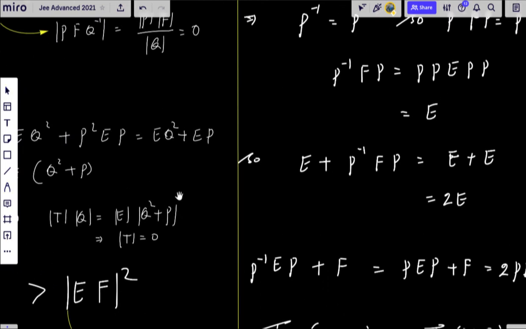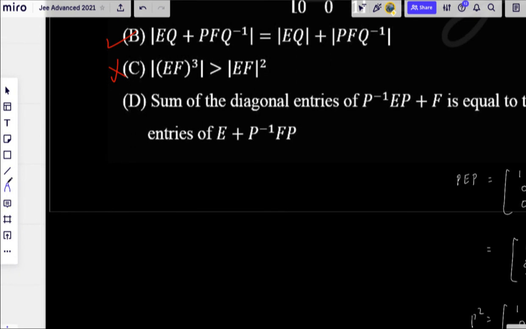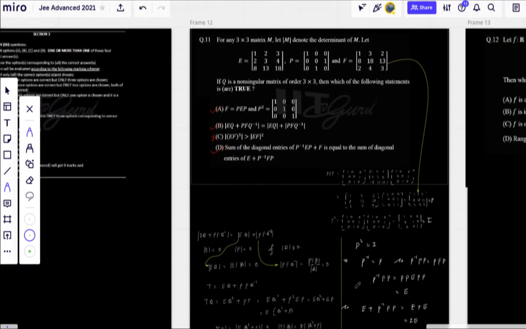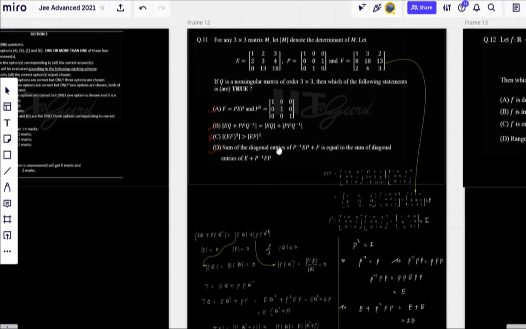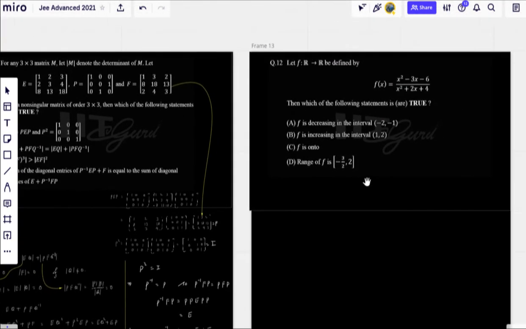So in this way, what we can see is this option is also correct. Yes. So this option is also correct. Only C is not correct. A, B, D options are correct. So in this way, you can handle the question. You can see in the solution at a glance.